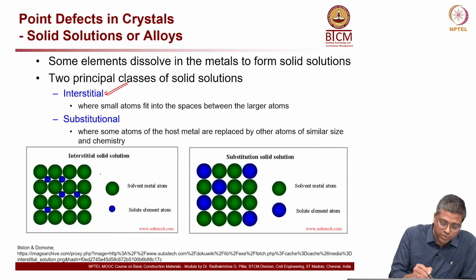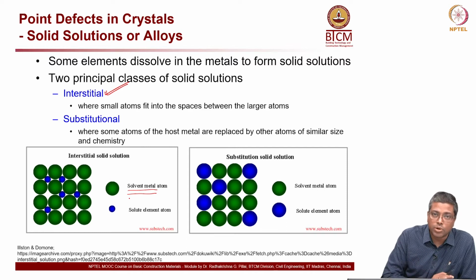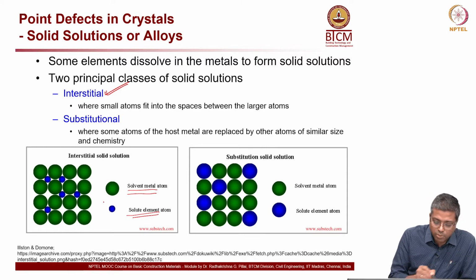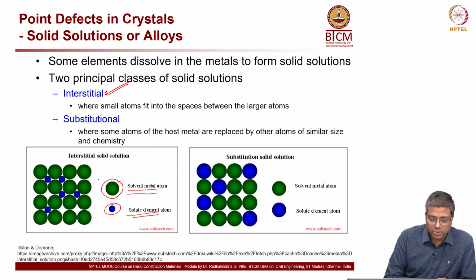So, you can see on the first picture on the left side where you have a solvent metal, it is not liquid, we are not talking about liquid here, we are talking about metals, and then you have a solute element atom. So, the small blue one is the solute, and the large green one is the solvent. So these are called solid solution, okay.